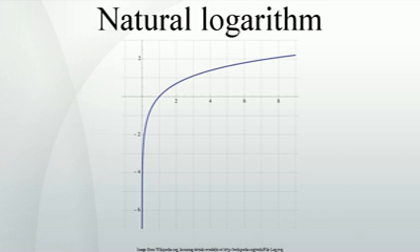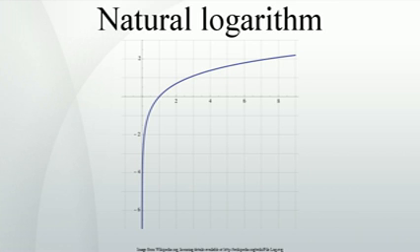Natural logarithm. The natural logarithm of a number is its logarithm to the base e, where e is an irrational and transcendental constant approximately equal to 2.7182818284. The natural logarithm of x is generally written as ln x, log_e x, or sometimes, if the base e is implicit, simply log x.